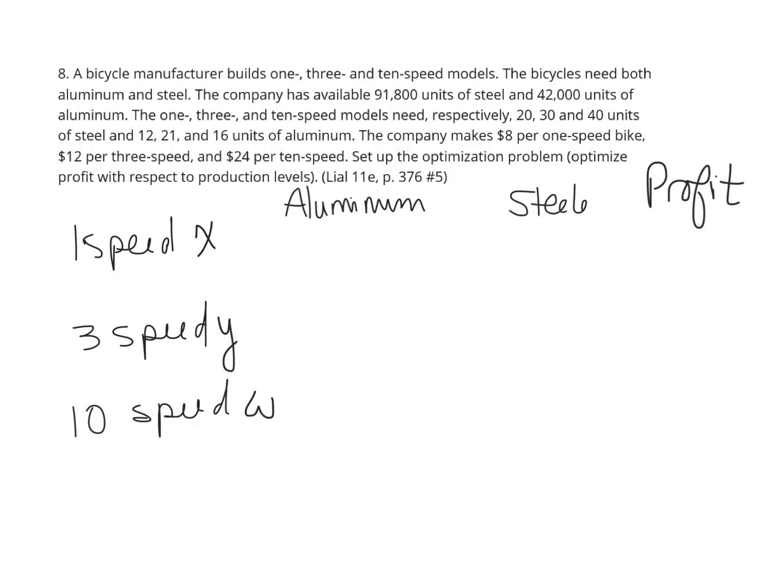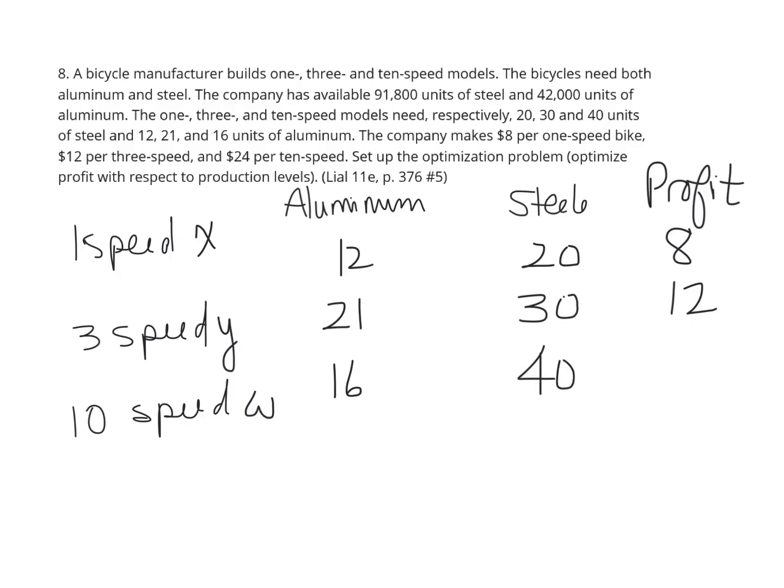So the 1-speed bike requires 12 units of aluminum, 20 units of steel, and has a profit of $8. The 3-speed bike uses 21 units of aluminum, 30 units of steel, and has a profit of $12. The last one, the 10-speed bike, uses 16 units of aluminum, 40 units of steel, and has a profit of $24. Now, if we look at this data on its own, there's varying things, many variables involved.